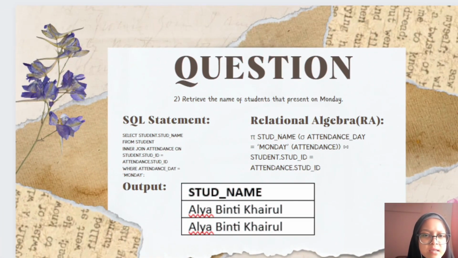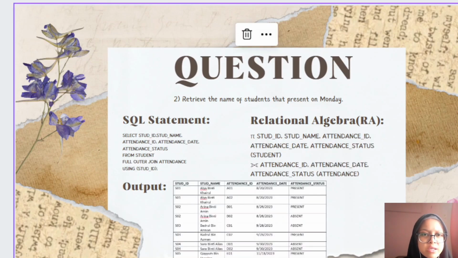Okay, here are the questions for the inner join. For the inner join, the output is a student name, Alia binti Harun. And the question for the outer join is to retrieve the name of students that were present on Monday. The output for the outer join is student ID, student name, attendance ID, attendance date, and also attendance status. There comes out all the data for the 5 students.